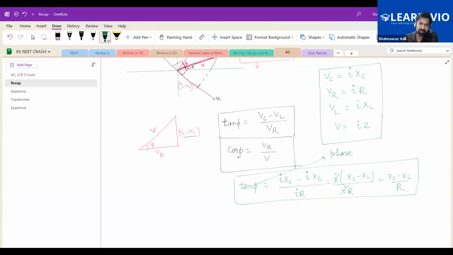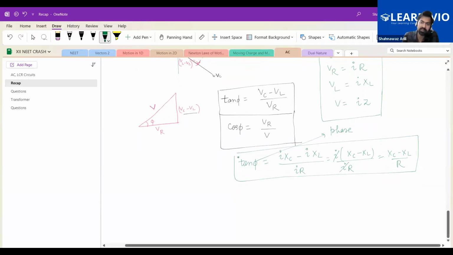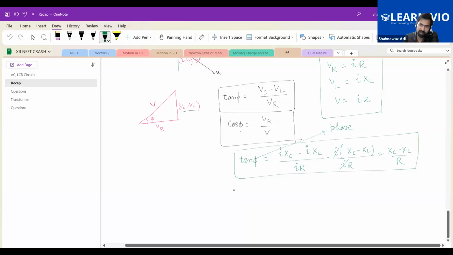Why is cos phi important? Because cos phi gives you the power factor. Power factor is cos phi, and this is VR, which is IR, divided by V, which is IZ. So this gets cancelled, and cos phi is simply R by Z.